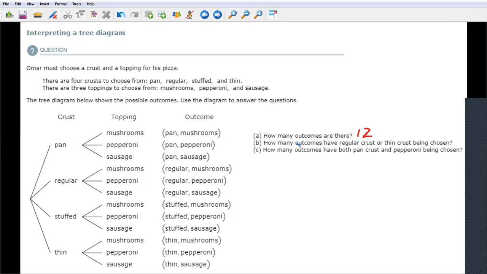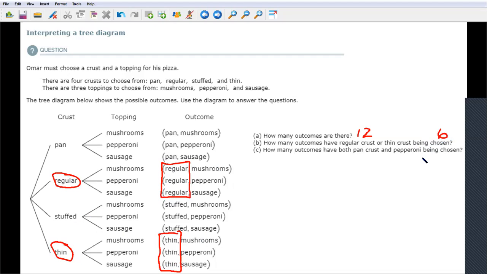The second question, how many outcomes have regular crust or thin crust? So looking at that one, we want to look for all the ones that have regular or thin. And if you look at the right side here with all the possible outcomes, we have 3 here with regular and 3 here for thin. So that would be 6 possible outcomes with that situation.